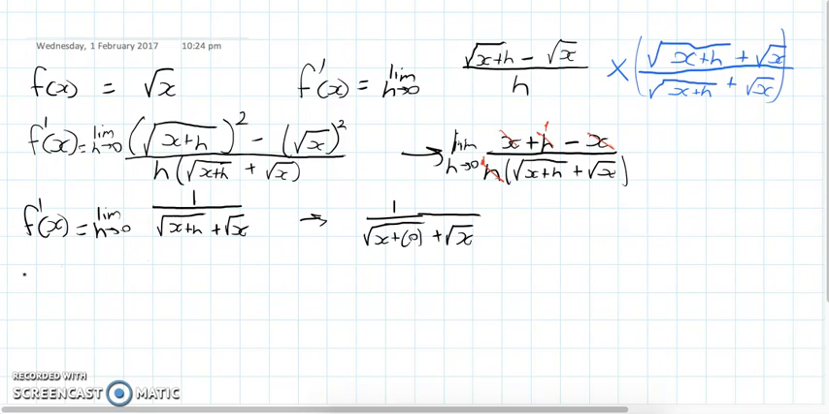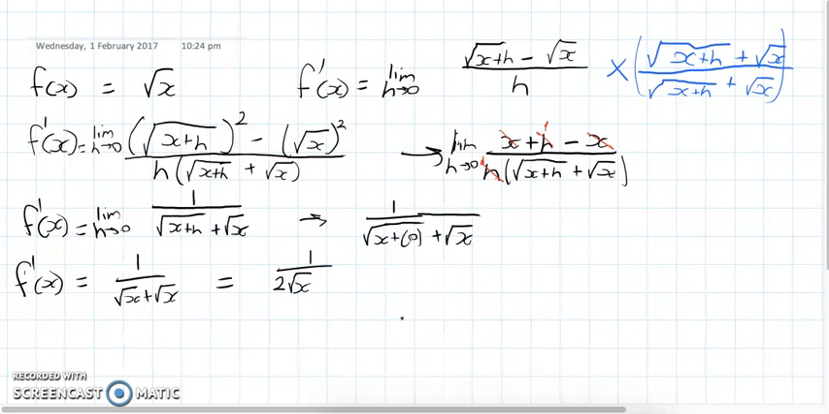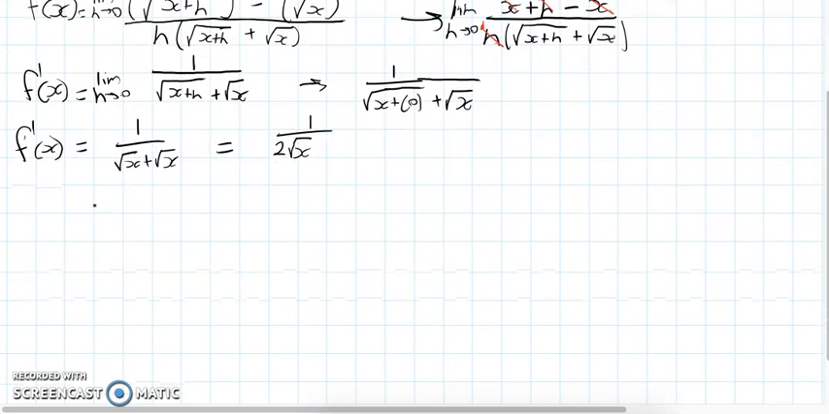And eventually it'll come out that we have f dash x to be equal to 1 over the square root of x plus the square root of x, which we know is just equal to 1 over 2 square root x. So our answer should be 1 on 2 square root x. Give the following a go and see how you go. I'll post up an answer a bit later at the start of the next video.